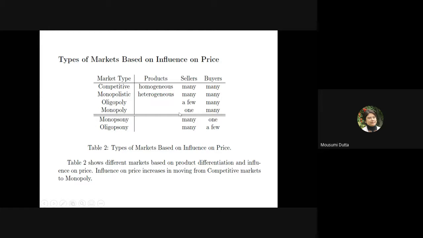Third, I am going to monopoly. In case of monopoly, there will be one seller. However, there will be many buyers. Seller is one in this case. Mono means single, so there is a single producer. Whatever he or she is producing will be unique in nature, because there is a single producer, or we say there is no perfect substitute for this.